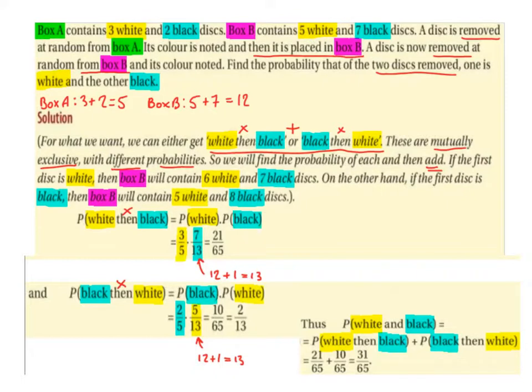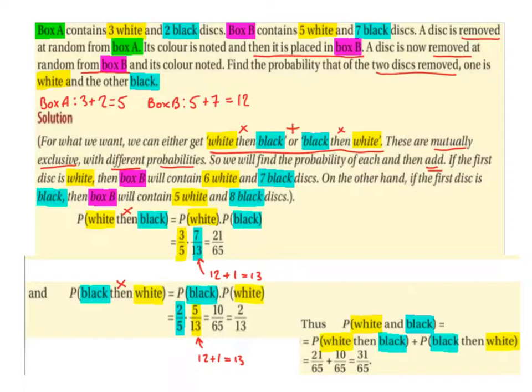So we're interested in the probability of white then black. So then means multiply. So this means the probability of white multiplied by the probability of black. So the probability of white is 3 over 5. So there are 3 white discs in box A out of a total of 5. So 3 over 5 multiplied by the probability of a black disc, which is 7 over 13.